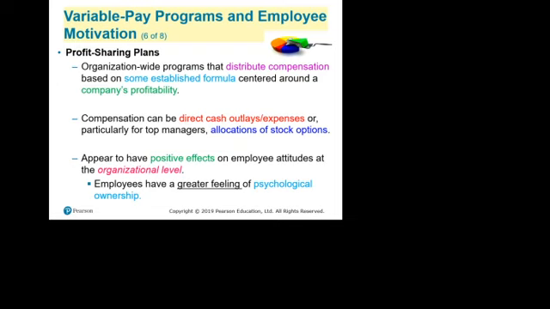Compensation can be in terms of direct cash. That means employees can receive cash outlays, or, particularly for top management, some allocation of stock options, where the employees are given some shares from the company, or cash, depending on the company. So that's how they share their profit with the employees.